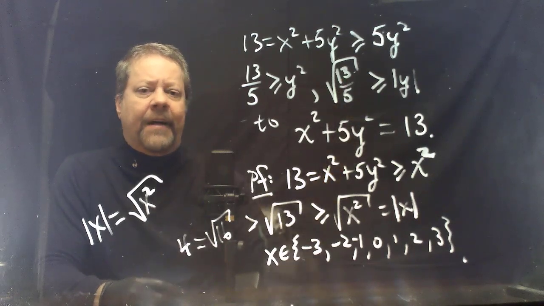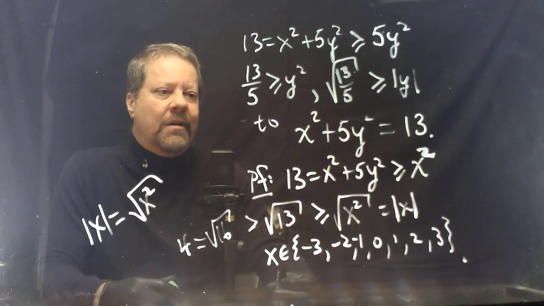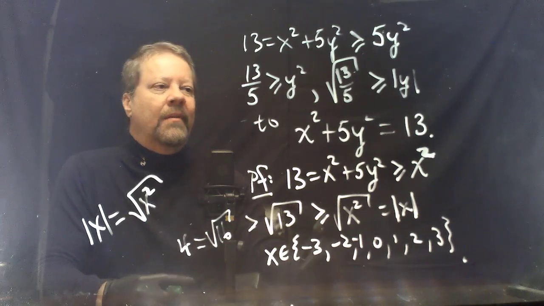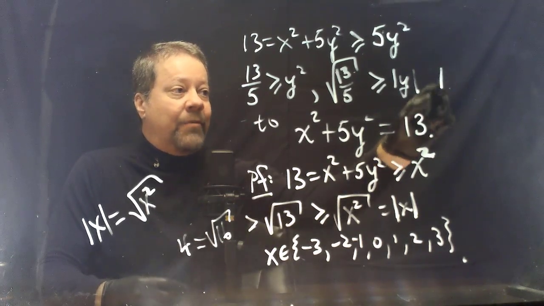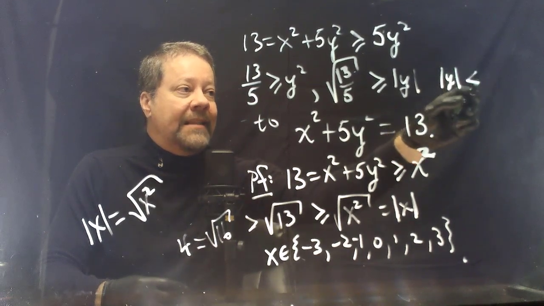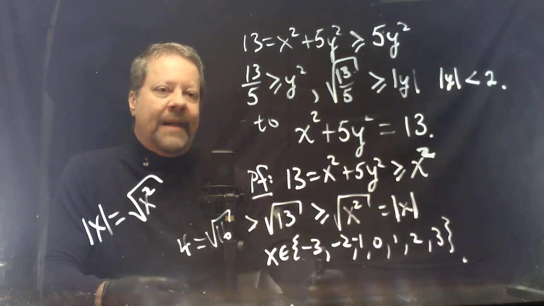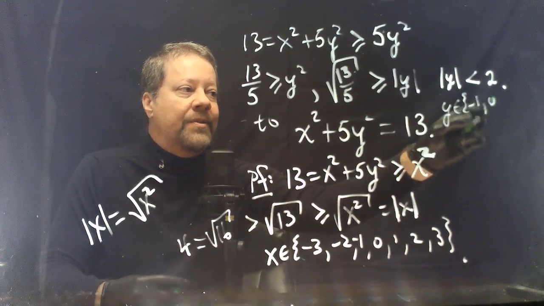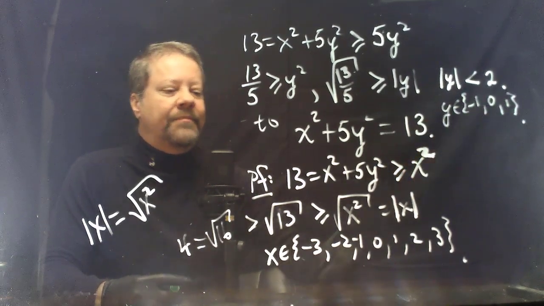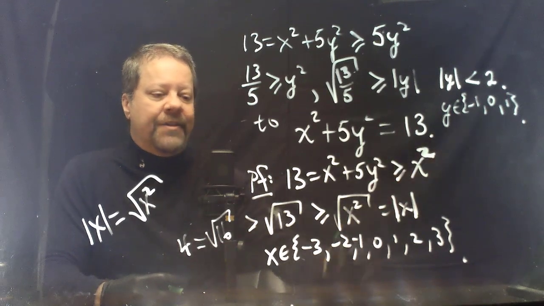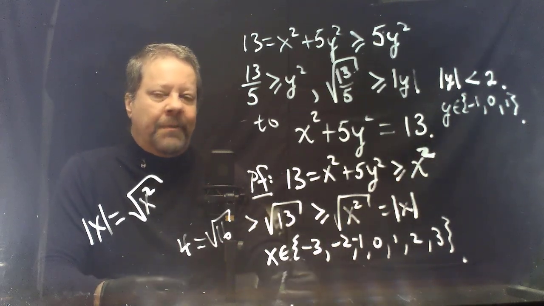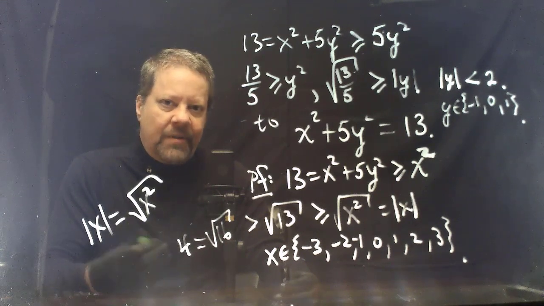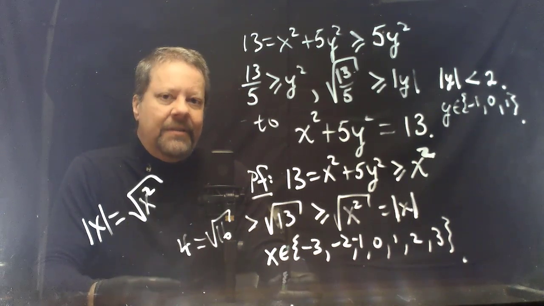13 divided by 5 is less than 3. Square root of that is going to be bigger than 1 but less than 2. So we'll have to have y values be less than 2 in absolute value. So the only possible y values are -1, 0, and 1. So there are 3 possible values for y and 7 possible values for x. That gives us 7 times 3, or 21 possible values that we need to check.